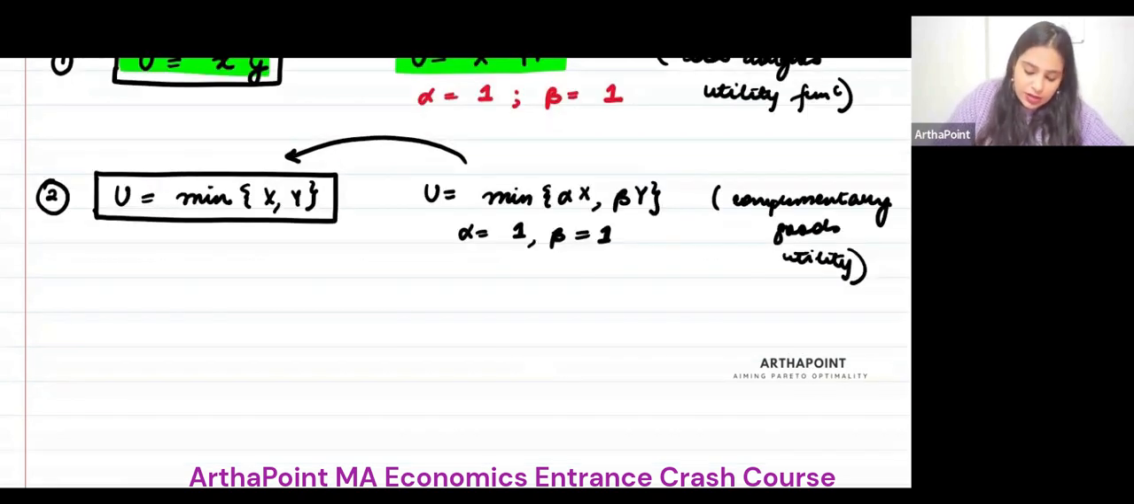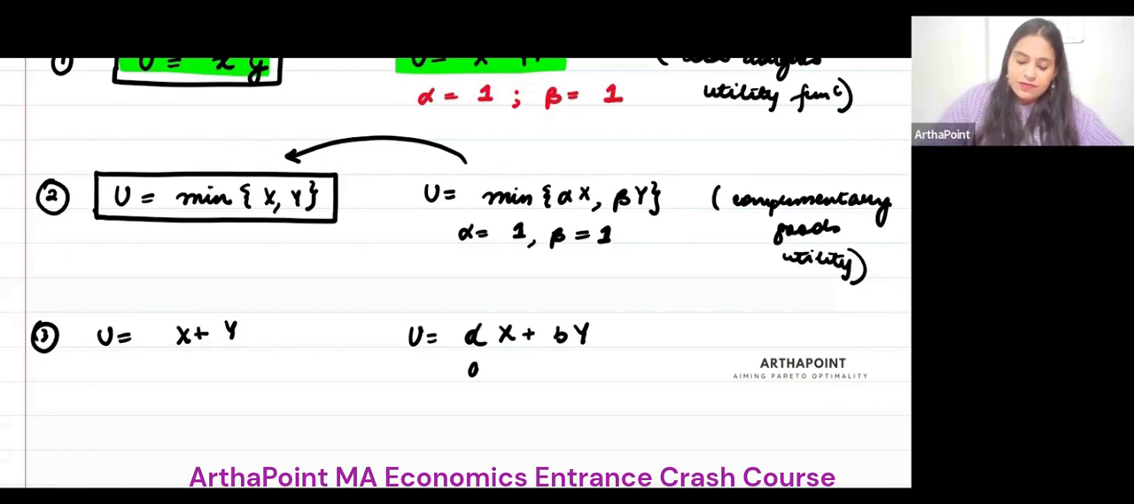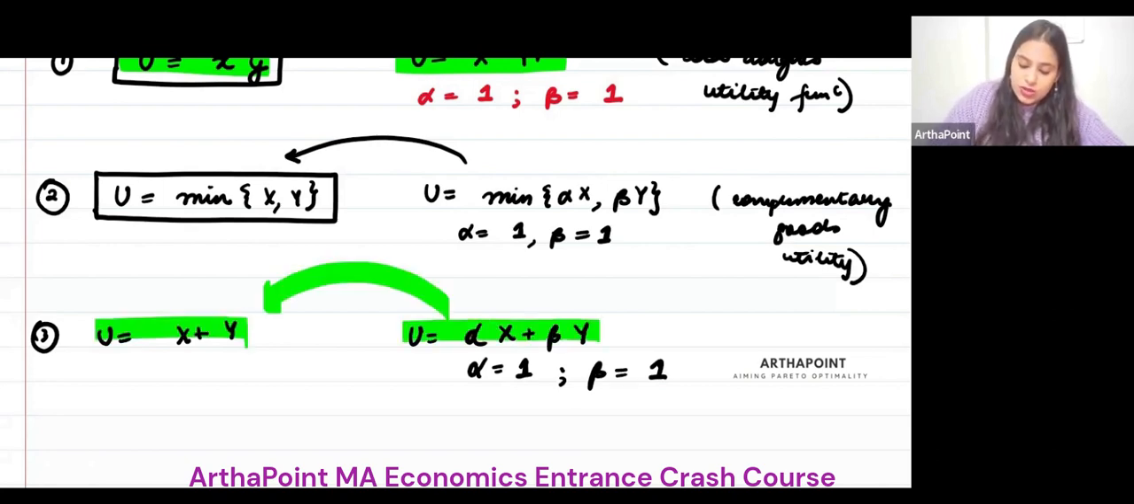And the third that we have is U = x plus y. Again, the general format is U = ax plus by. But let's keep this alpha and beta only for simplicity. If I put alpha as 1 and beta as 1, then I will be able to jump from this utility function to this one. And both of them represent substitutes.